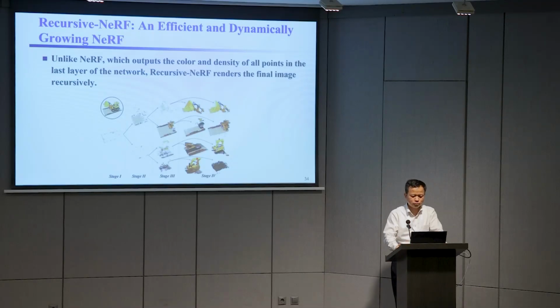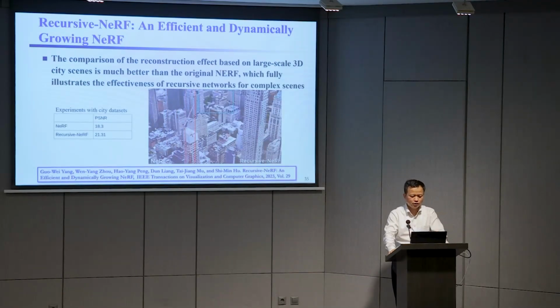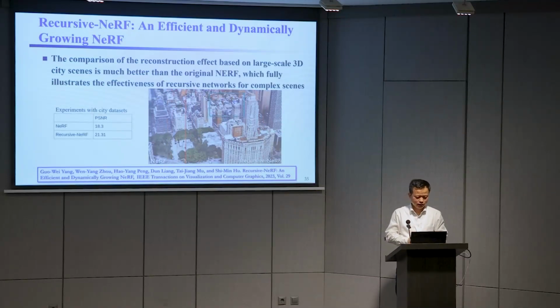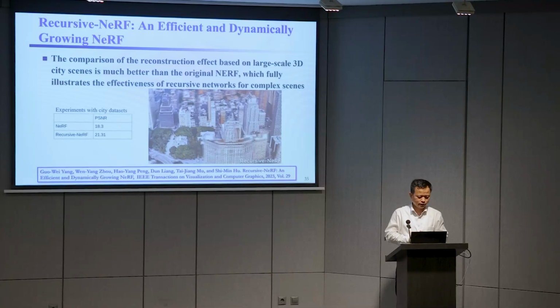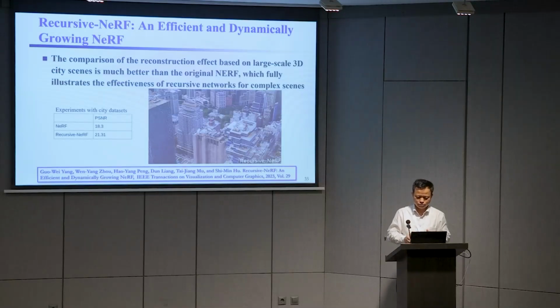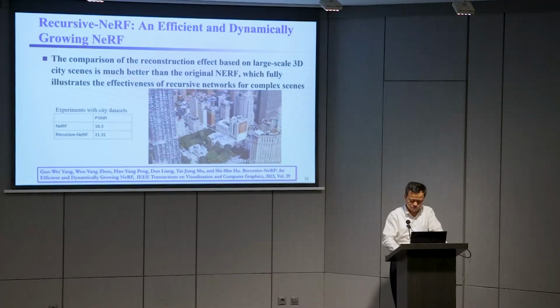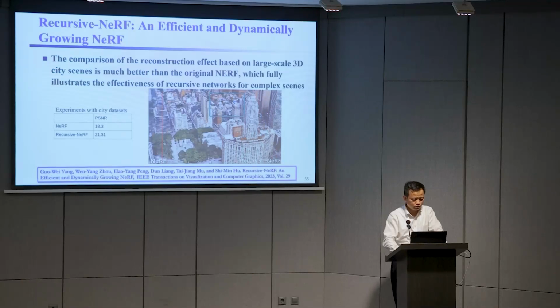And unlike NeRF, which outputs the color and the density of points in the last layer of the neural network, Recursive NeRF renders the final image recursively. The comparison of the reconstruction effect is based on a large-scale 3D city, so very big scales. It's better than the original NeRF, which fully illustrates the effectiveness of the recursive network for complex scenes. This paper was published in IEEE TVCG, Transactions on Visualization and Computer Graphics, in 2023.